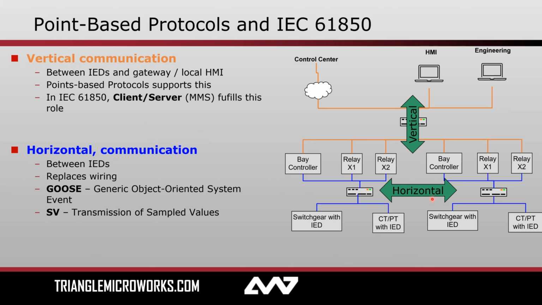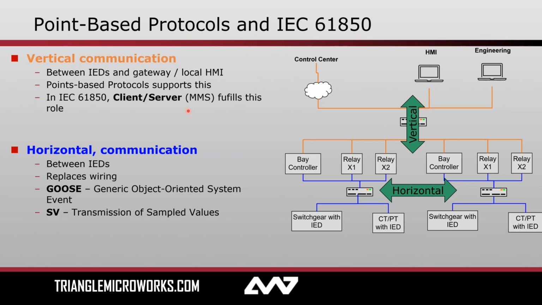Horizontal communications are what's new. Traditionally, this was done via wires, but now we have the opportunity to send data back and forth between the different pieces of secondary equipment using these horizontal communication protocols, specifically GOOSE and sample values, serving to replace the wiring.